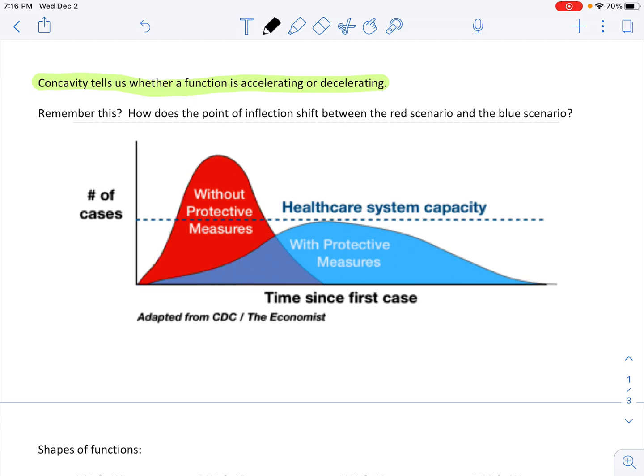So the question it asks here is, how does the point of inflection shift between the red scenario and the blue scenario? So I want you to take your pen or pencil, or however you're writing, and make two dots, one for the point of inflection on the upside of the red function. Somewhere along this portion, can you find where the point of inflection was? And then for this portion of the blue curve, can you find where its point of inflection is?